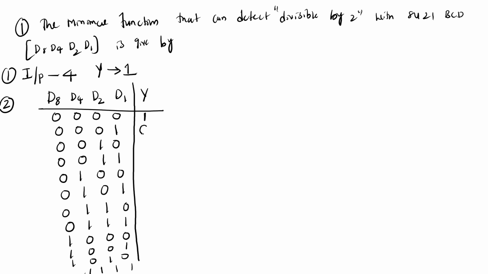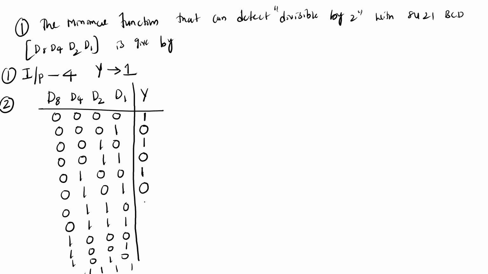Okay, 1 is not divisible by 2, I can write 0. Again 2 is divisible by 2, so 0 0 1 0 is 2, and that is divisible by 2, so I can write 1. And 3 is not divisible. Okay, and 4 is divisible by 2, I can write 1. And 5 is not divisible, I can write 0.